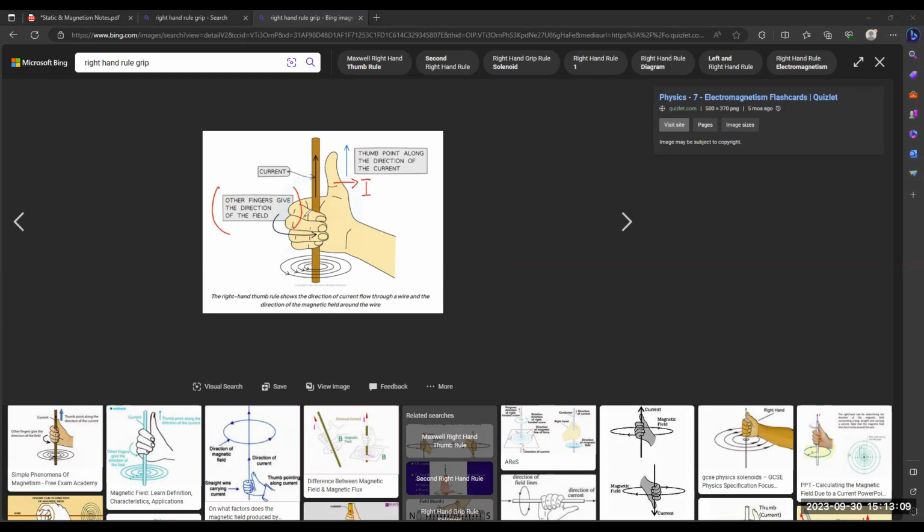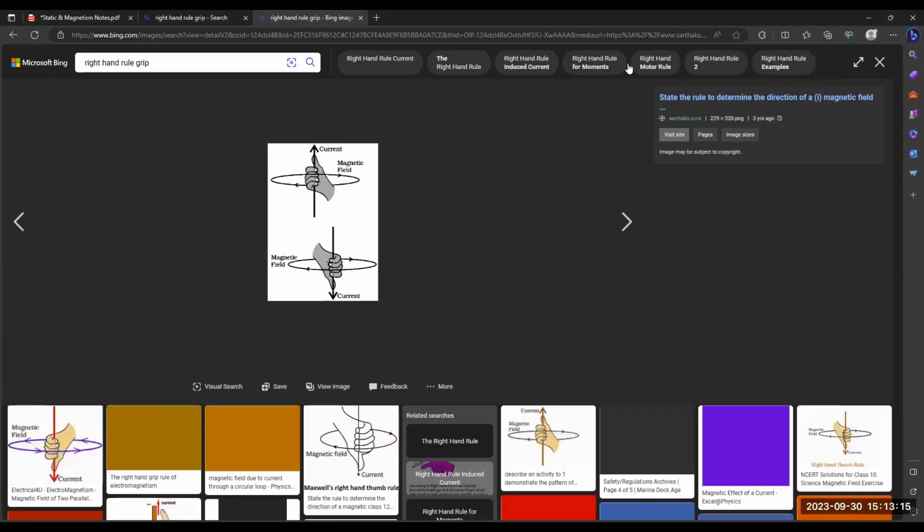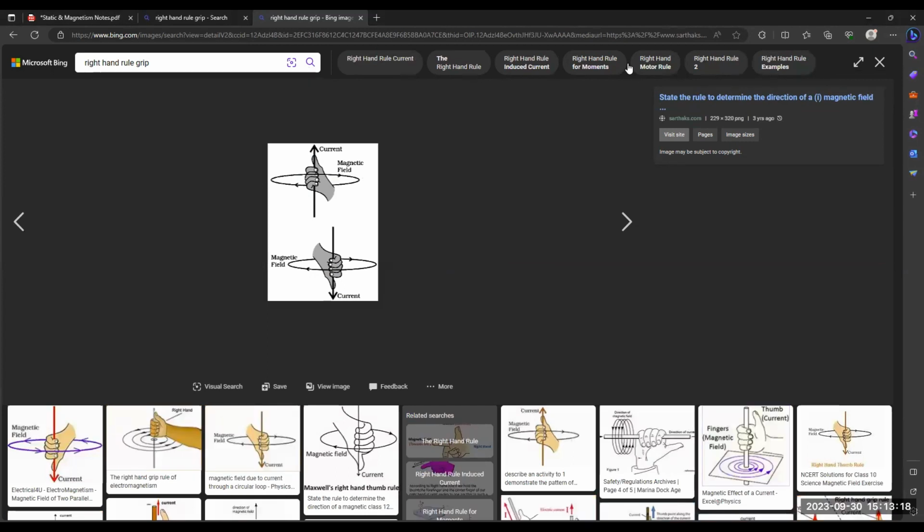And if your current is moving in downward direction, you need to turn your hand to an inverted position like this, so you can see the direction will be reverse, okay? So now in the first condition the field is anti-clockwise, and in the second situation it is clockwise, okay? So this is the concept of the right hand grip rule.